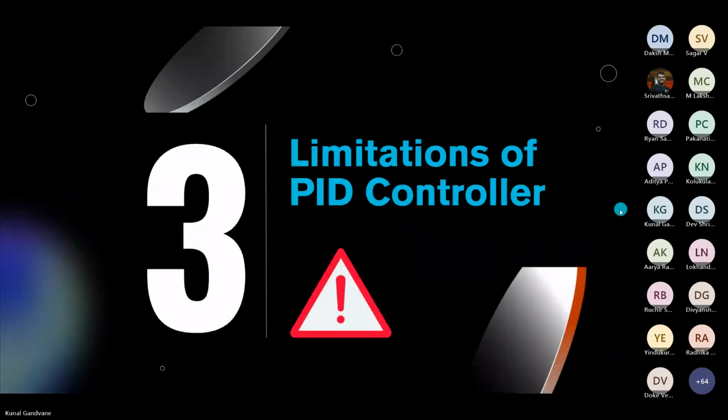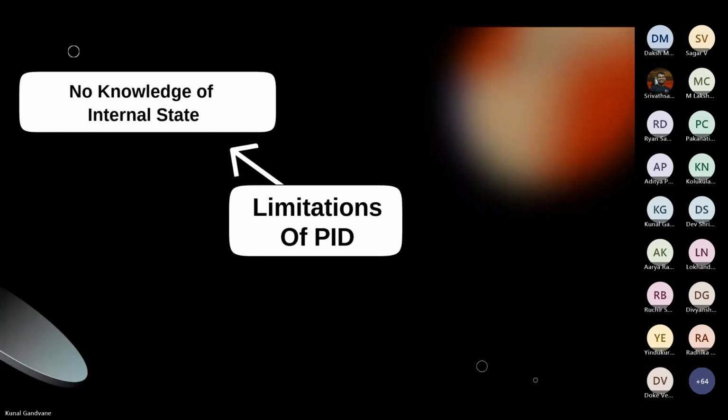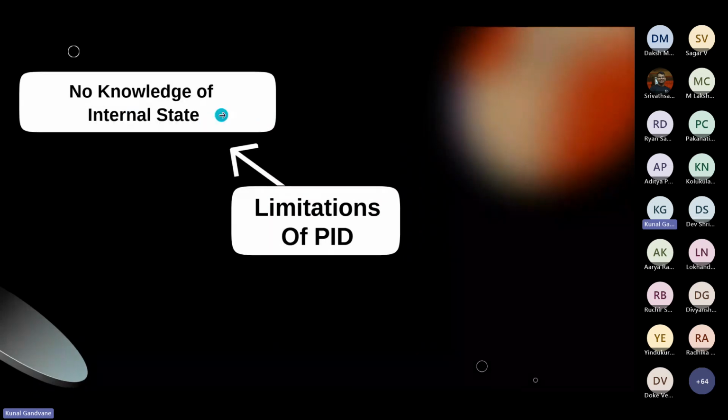So the next topic is the limitations of PID controller. Let's talk about some limitations. First is no knowledge of internal state. I will tell you by an example. Assume a blind man is driving a car and a person is sitting next to him, and he tells the blind man, you have to go left, you have to go right, just turn 1 meter left, 1 meter right, stop right now.